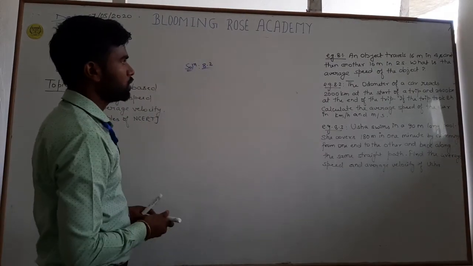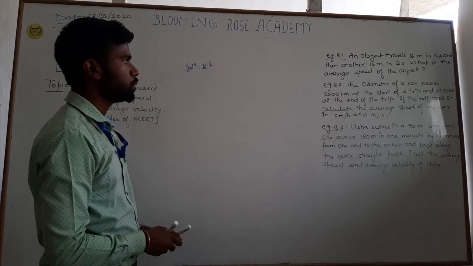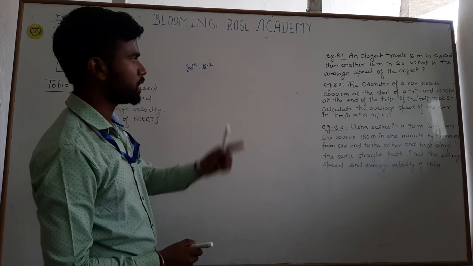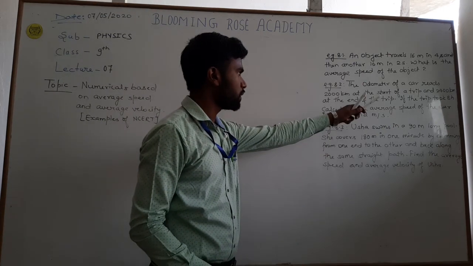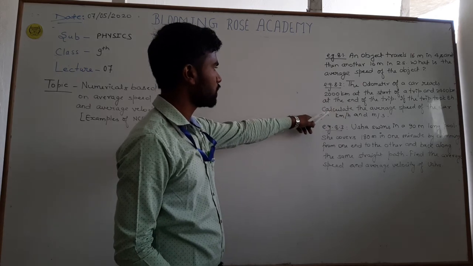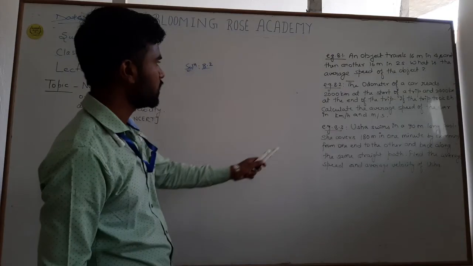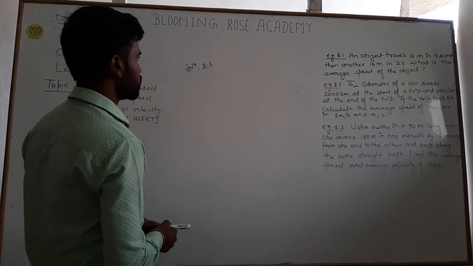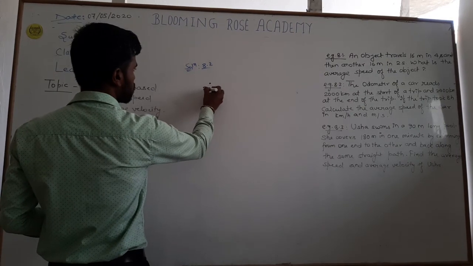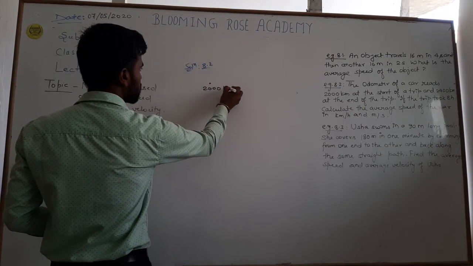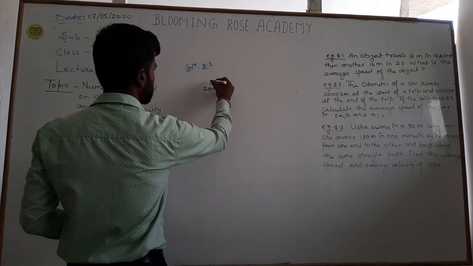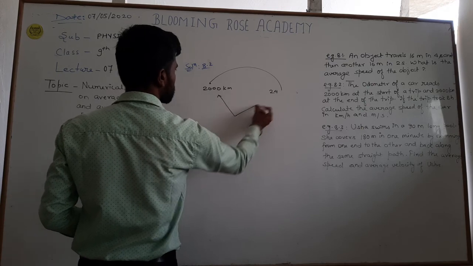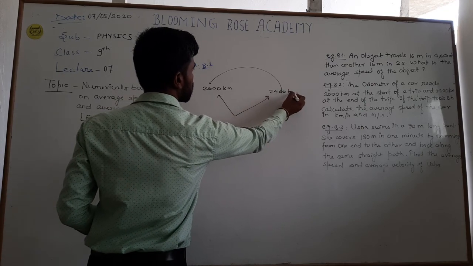8.2. Here the odometer of a car reads 2000 km at the start of a trip and 2400 km at the end of the trip. If the trip took 8 hours, calculate the average speed of the car in kilometer per hour and meter per second. So here first reading is 2000 kilometer, and second reading, it is odometer, second reading 2400 kilometer.